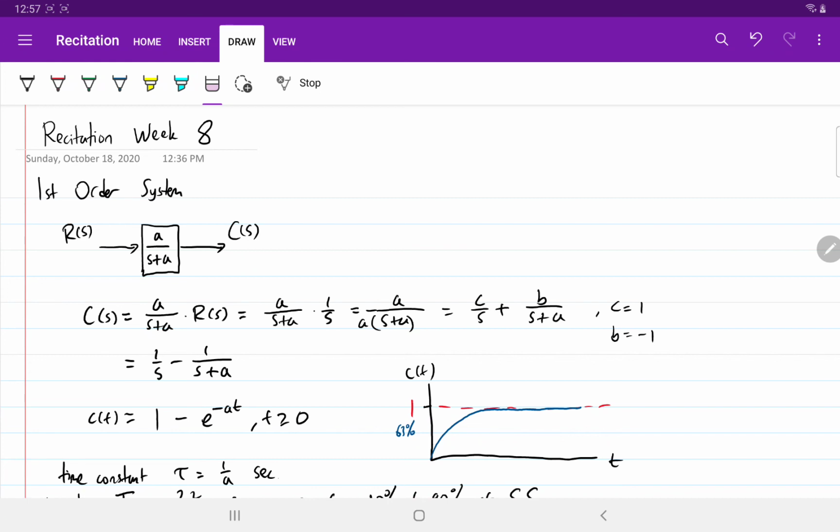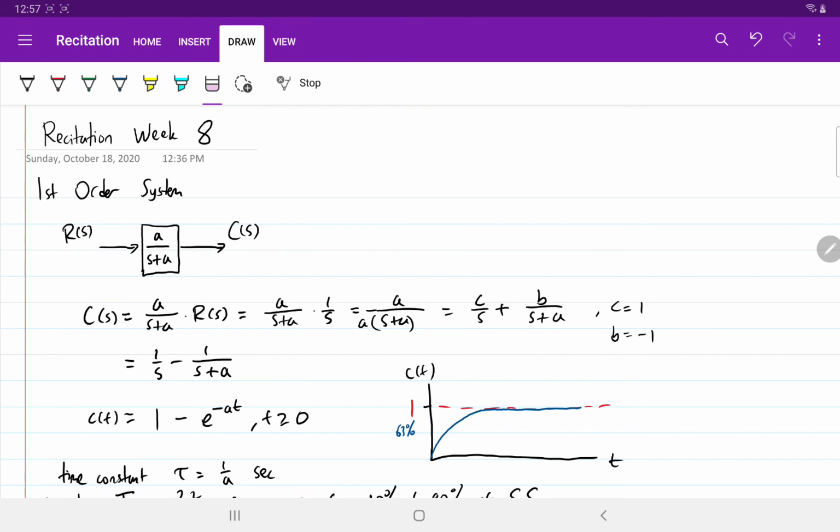Today I will be discussing the step response of the first and second order systems. So basically, we want to find the time domain solution of first and second order systems with respect to input step. For first order system, we have the following system. R of s is the input, C of s is the output, and the transfer function of the system is A over s plus A.